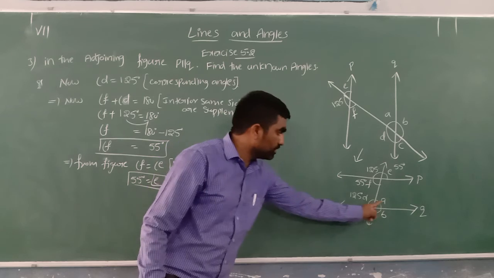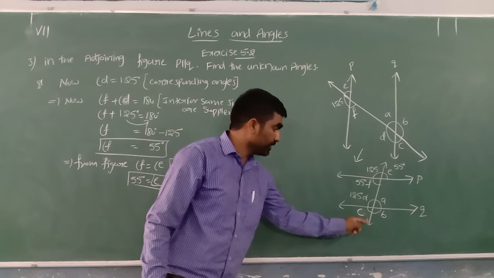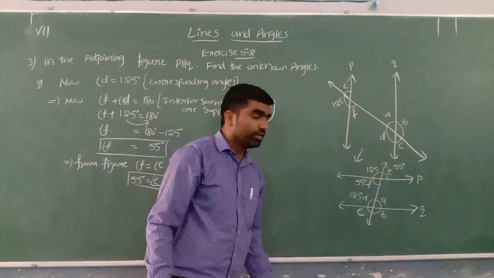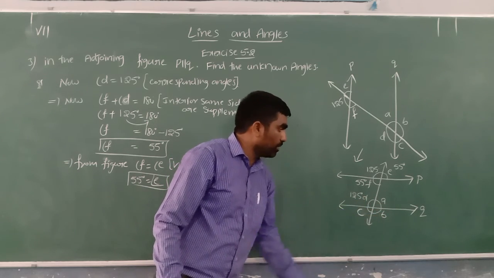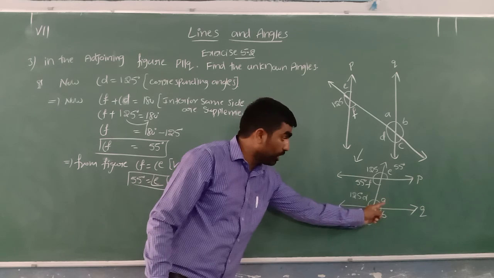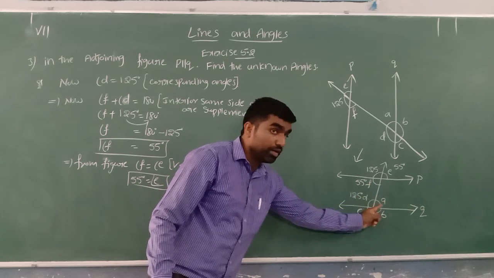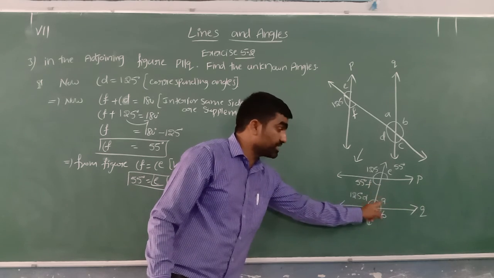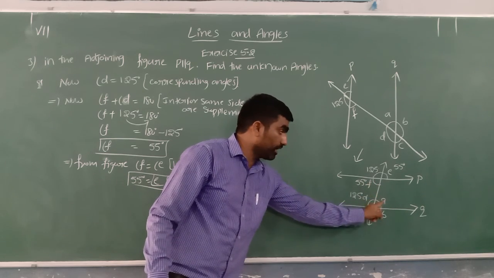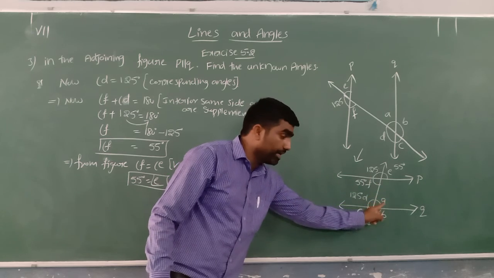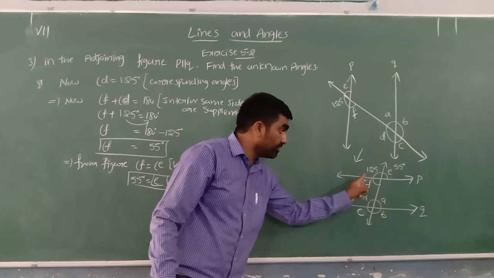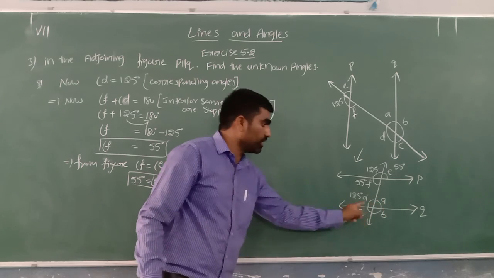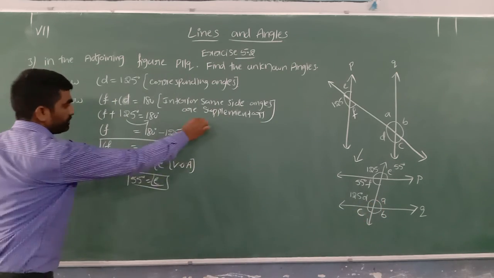Now think about these three unknown angles. The measure of angle B is 125 degrees. Both are vertically opposite angles. Now think about A. How can I find A? F and A are both interior and on different sides of the transversal. They are not adjacent. What do we call them? Alternate angles. Alternate angles are always equal. So A is equal to 55 degrees. After getting A, we can find C also. Both are vertically opposite angles.